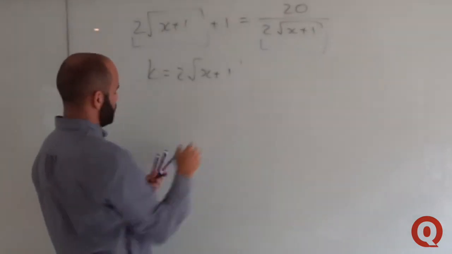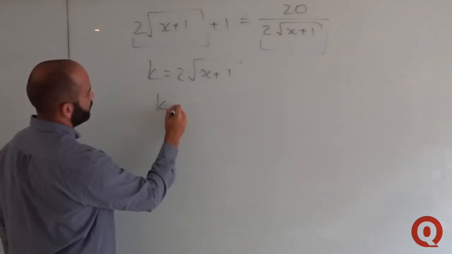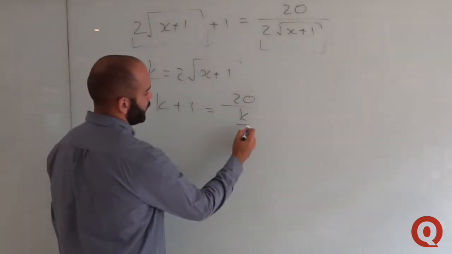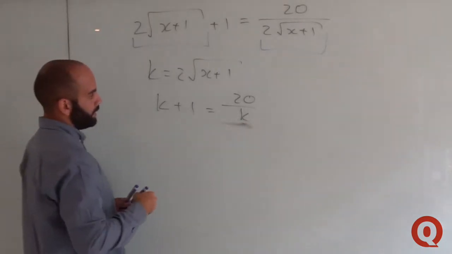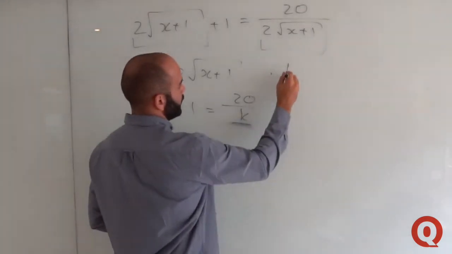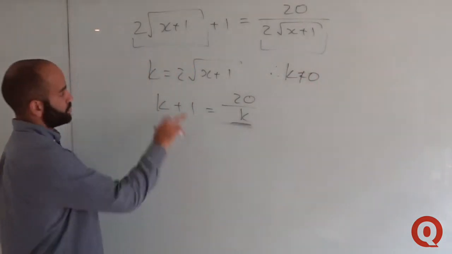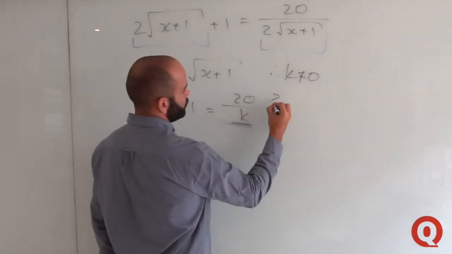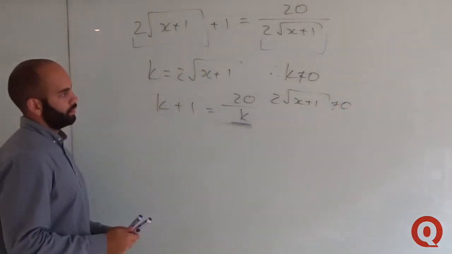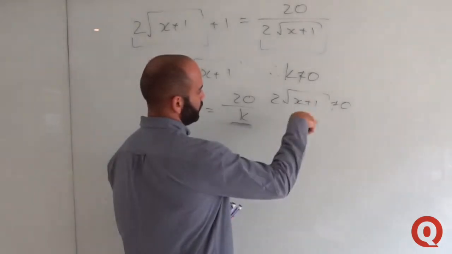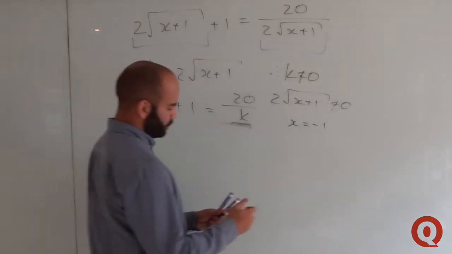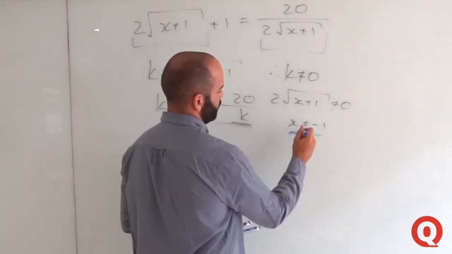Substituting K back into this, you're going to have an expression that looks something like K plus 1 is equal to 20 over K. Because of the fact that you've got K, draw this in another color, K in the denominator, you know that you don't want to be dividing by 0. Therefore, K cannot be equal to 0, and because of your substitution, this expression 2 root x plus 1 cannot be equal to 0. And that also means that x cannot be equal to minus 1. So you've already ruled out that a possible solution for that is not possible.